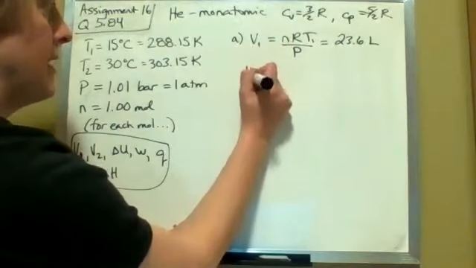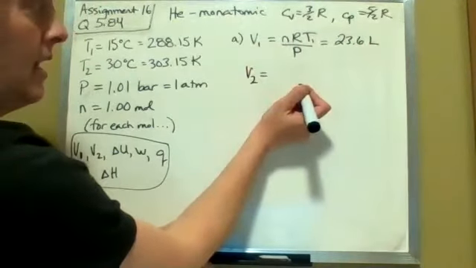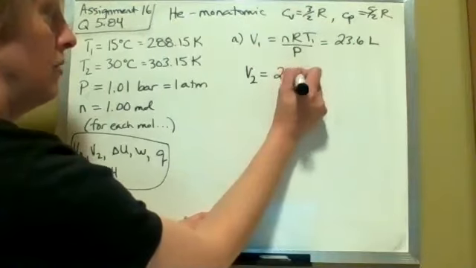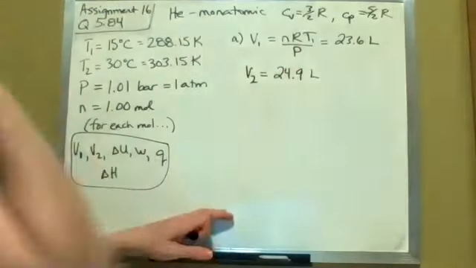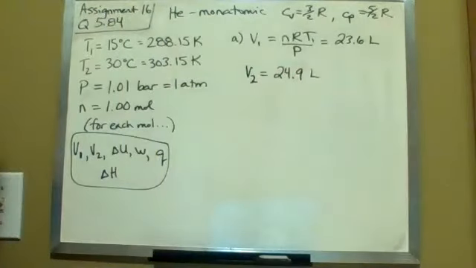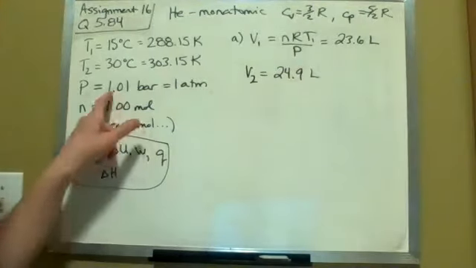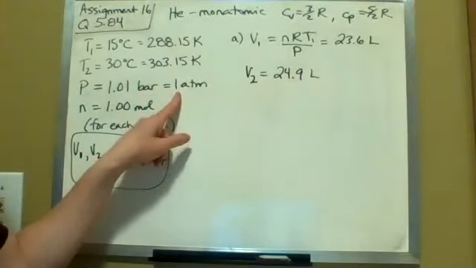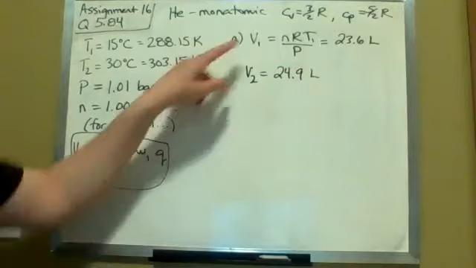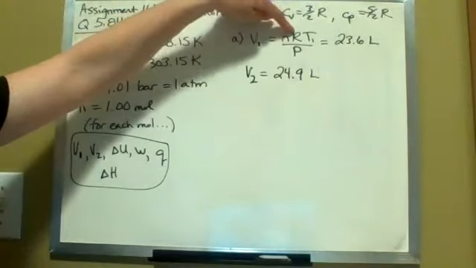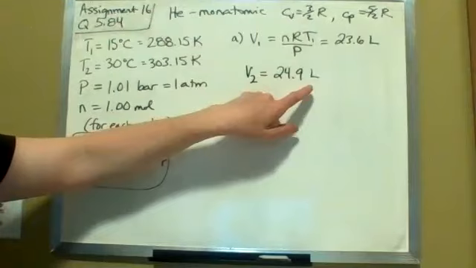You can do the same thing for V2 using T2, and you should end up with 24.9 liters. So we're getting an expansion of this helium-filled balloon. You could have also switched your pressure into pascals. If you're in pascals, you're going to be using big R, 8.314, and your units of volume are going to be meters cubed.